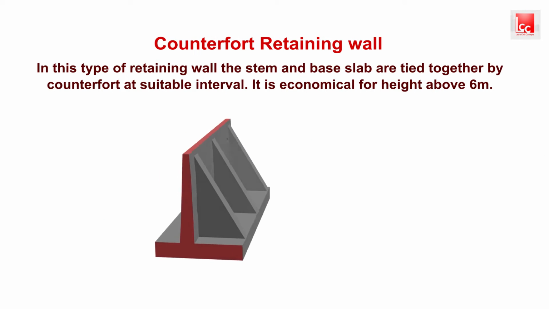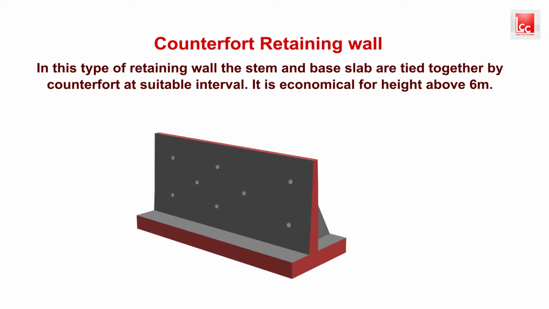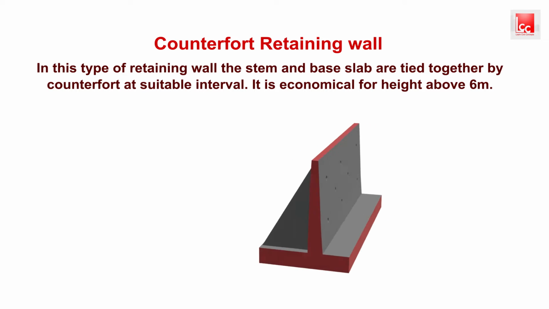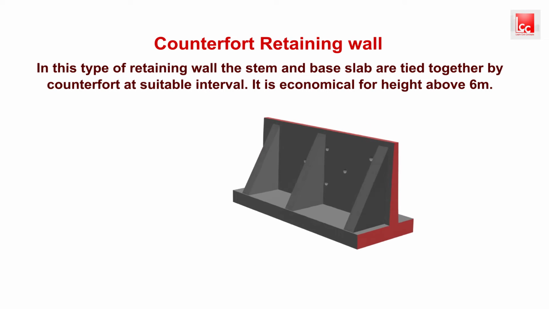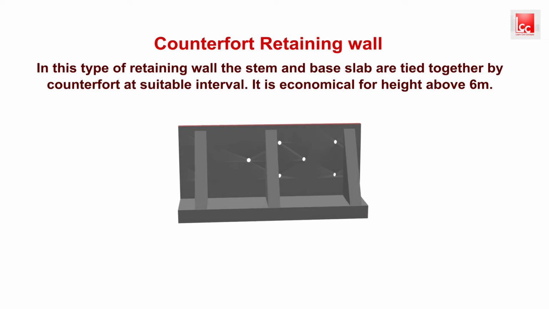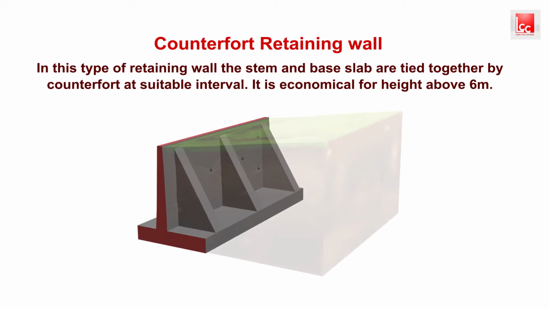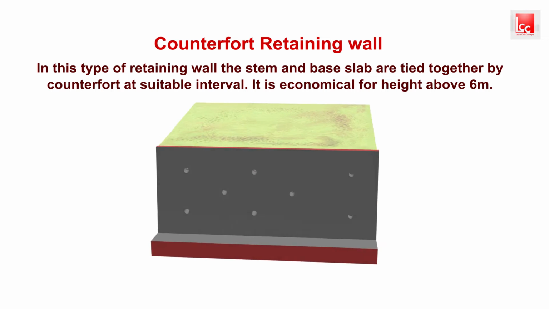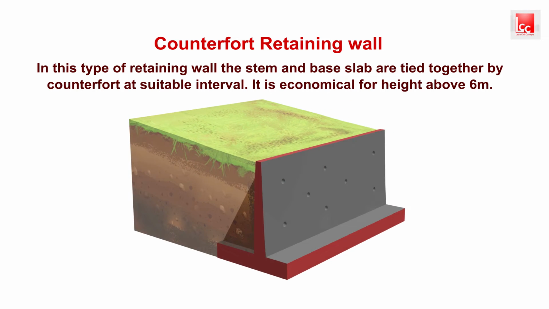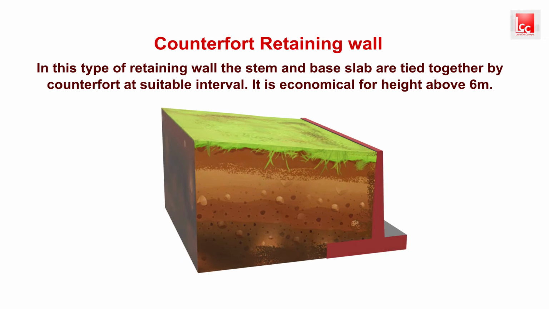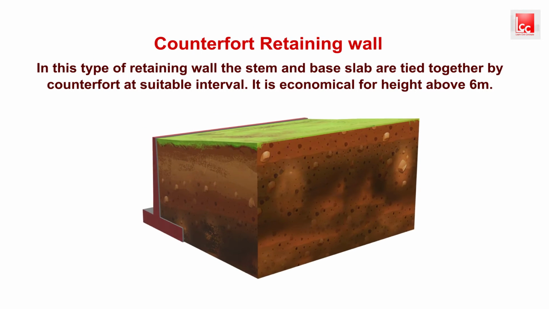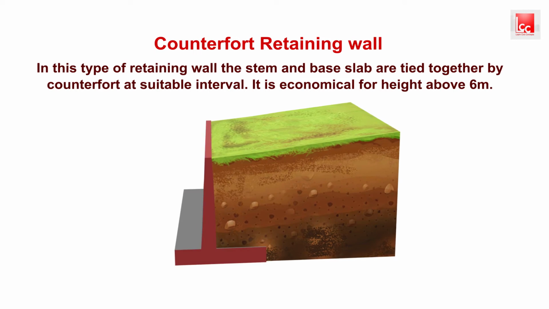Counterfort retaining wall. In this type of retaining wall, the stem and heel slab are tied together by counterforts at suitable intervals. It is economical for the height above 6 meter. The supports in this wall are called counterforts connecting stem and heel slab. The counterforts are concealed in the retained earth. Also, counterforts divide the stem and heel in rectangular shape.